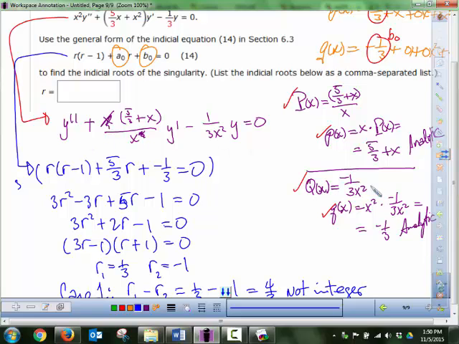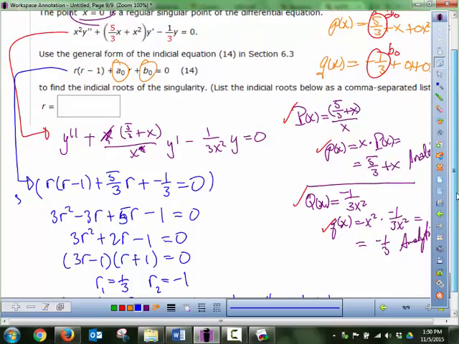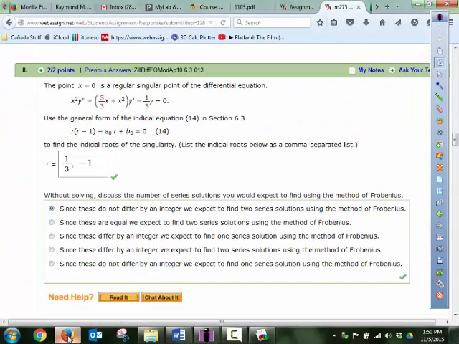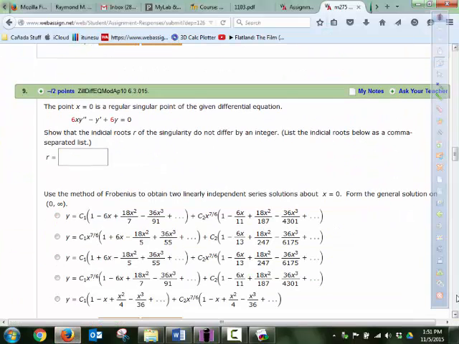All right, so that's the indicial root, and then now let's probably do case 1, see if we can whip this out in 10 minutes.